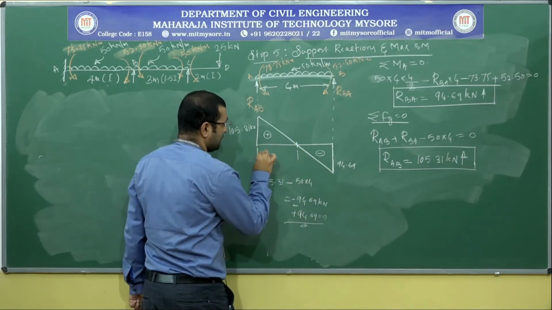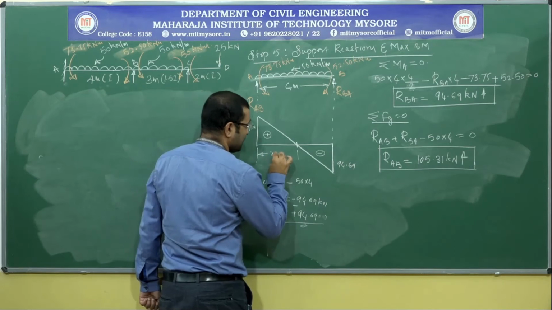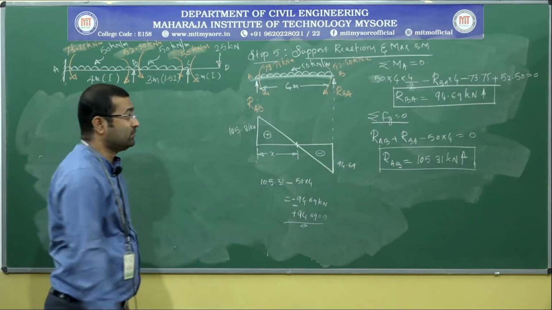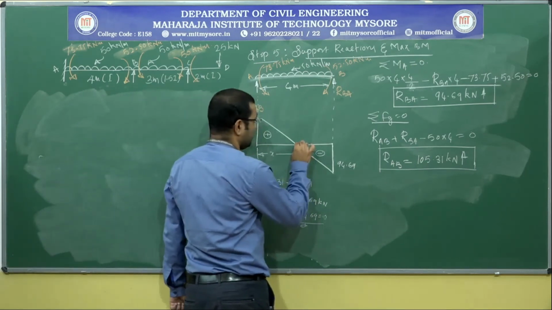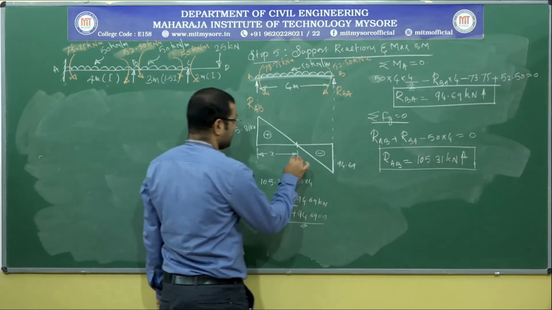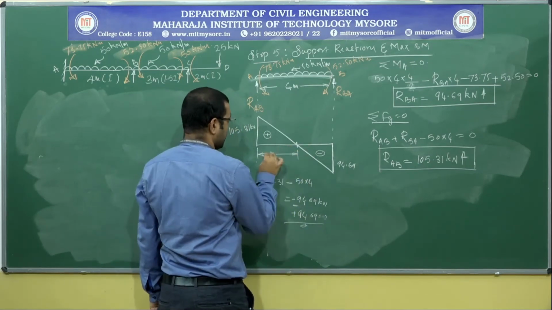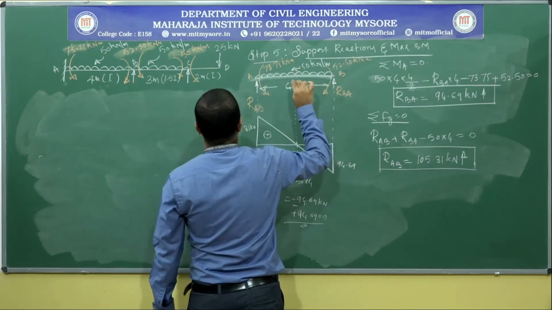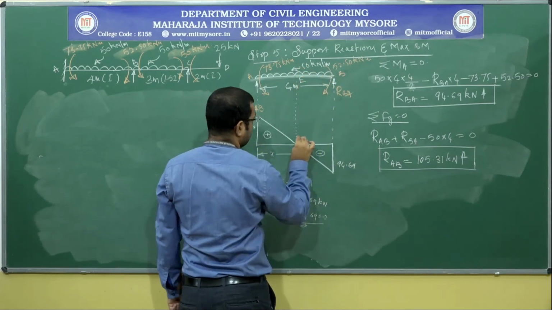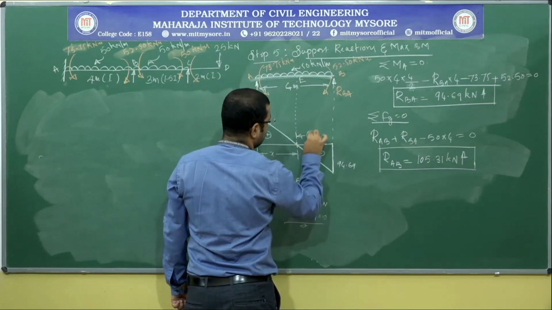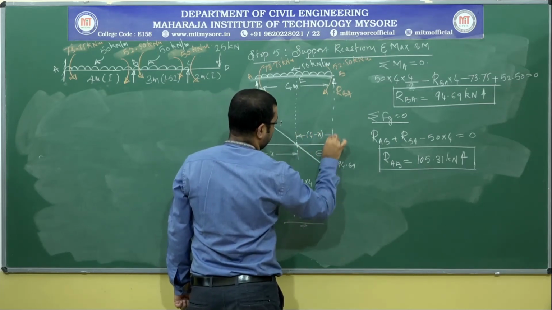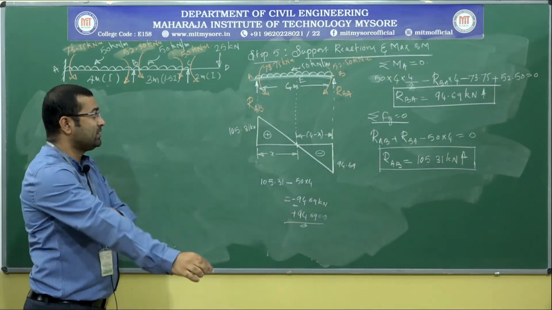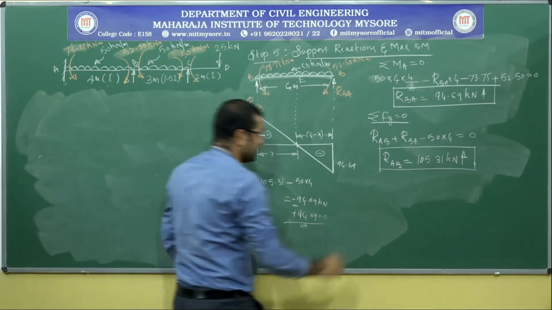And we all know that wherever the shear force is 0, at that particular point we can expect the maximum bending moment. So we need to determine the location of this point. If I consider this distance as x, up to point E, then the remaining distance is 4 minus x. By imposing the similar triangle concept, we can easily determine the value of x.